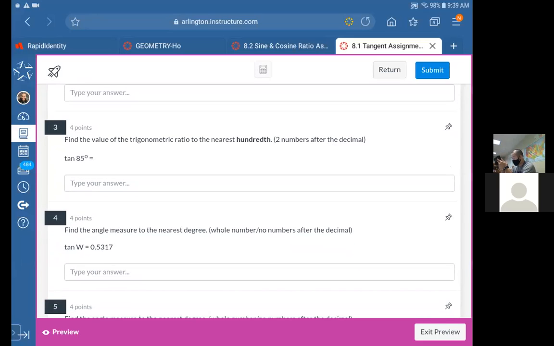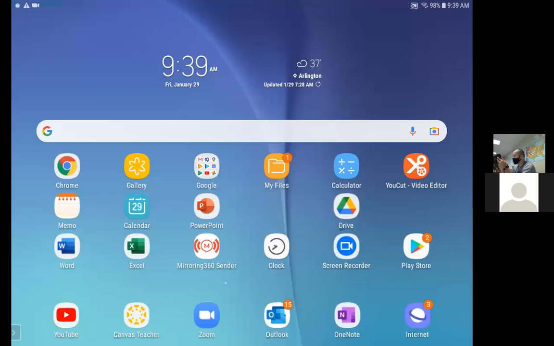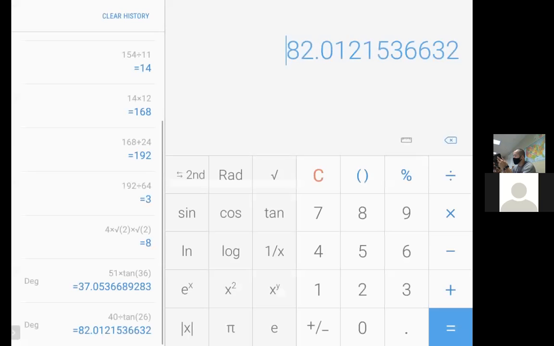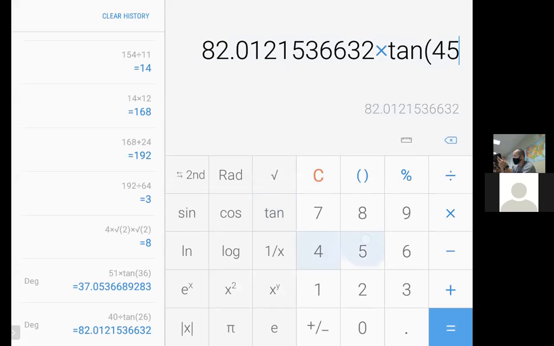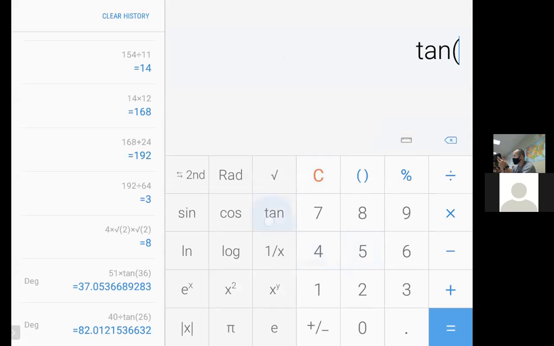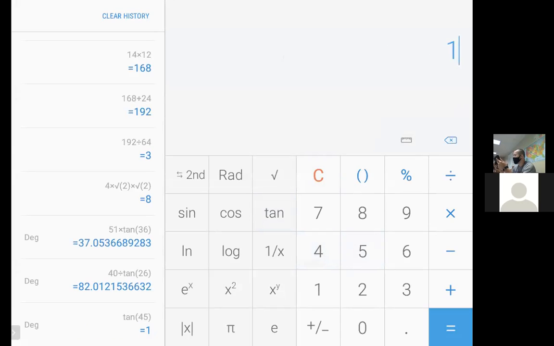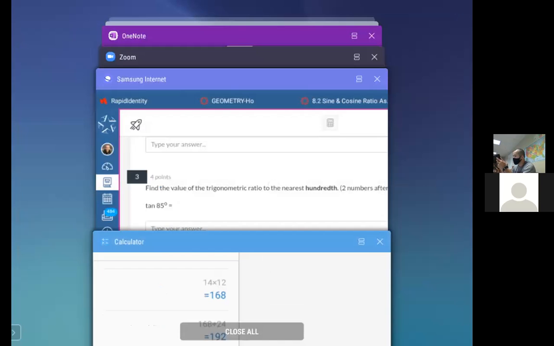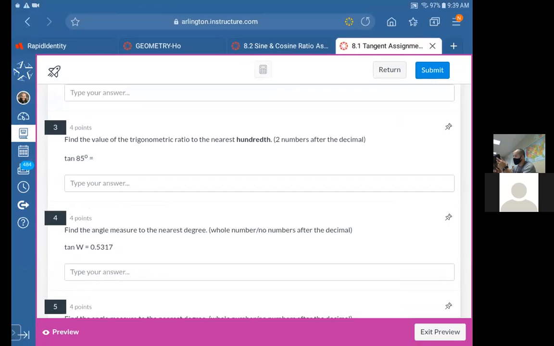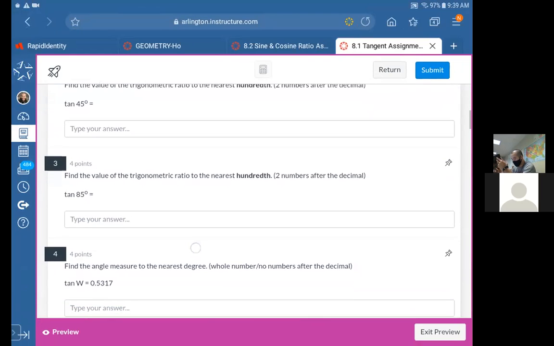Okay, so 3 and 4. For number 3, is this calculator not working? Okay, well, let's go to this one. Tangent of 45. Oops, hold on. Tangent of 45. Tangent of 45 is 1. And then the next one, the tangent of 45 is 1. That was number 2 here.